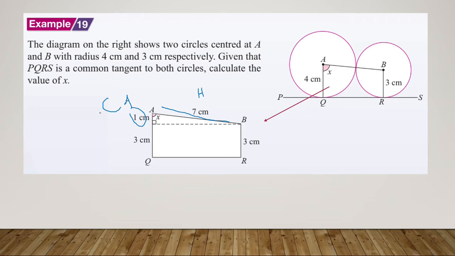Cosine x is equal to 1 over 7. So to get the value of x, it will be shift cos 1 over 7, and you will get the value of the angle like this. So cos x is equal to 1 over 7. x is equal to shift cos 1 over 7. Just press your calculator and you get the answer.